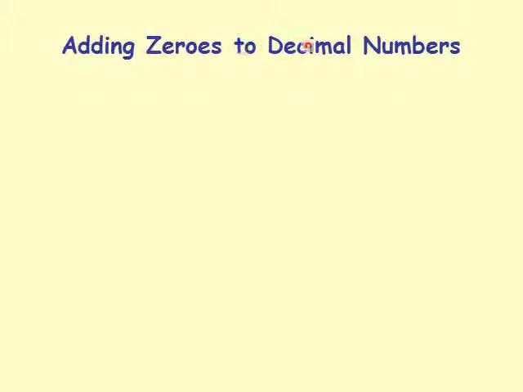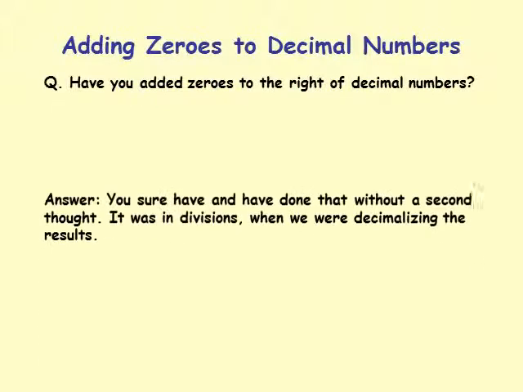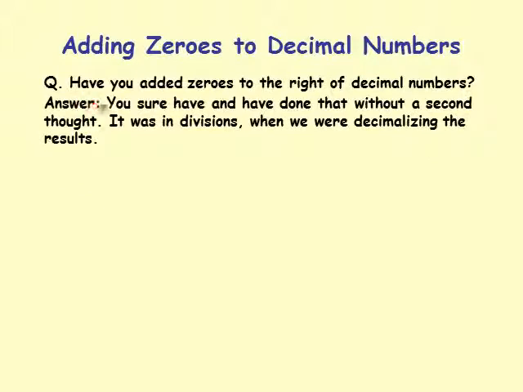Let's see if we can add zeros to the decimal number. How did you add zeros to the right of a decimal number? Do you remember that? Answer: you should have done that without a second thought. It was in divisions when we were decimalizing the results. When we were decimalizing the results, we kept adding zeros to the right and didn't even think about it.